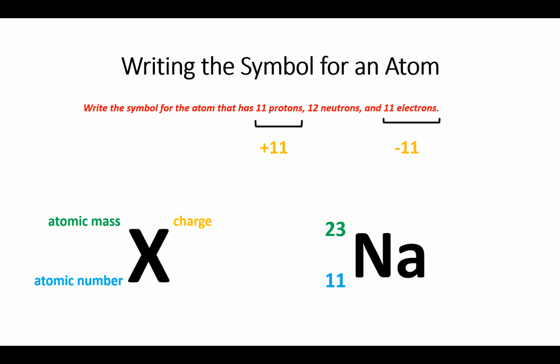The last thing we want to look at is the overall charge on this atom. We can see that it has 11 protons and 11 electrons. That gives us a plus 11 for the nuclear charge and a negative 11 from the electrons on the outside. We also know that if you have the same number of protons and electrons, the atom will be neutral. Therefore, we would not put anything in the upper right-hand corner of this symbol.